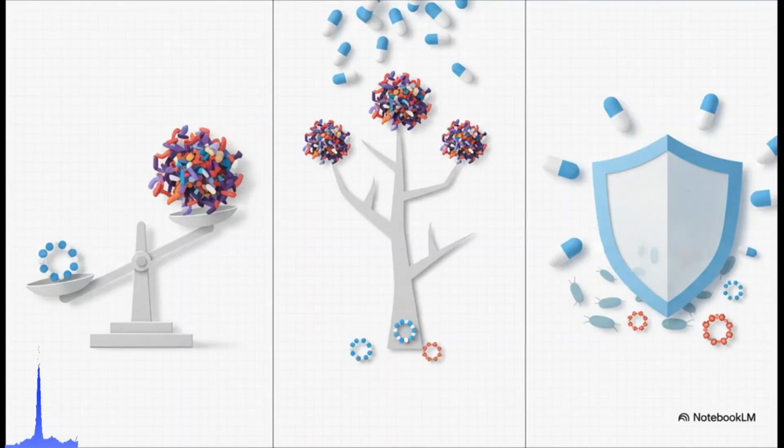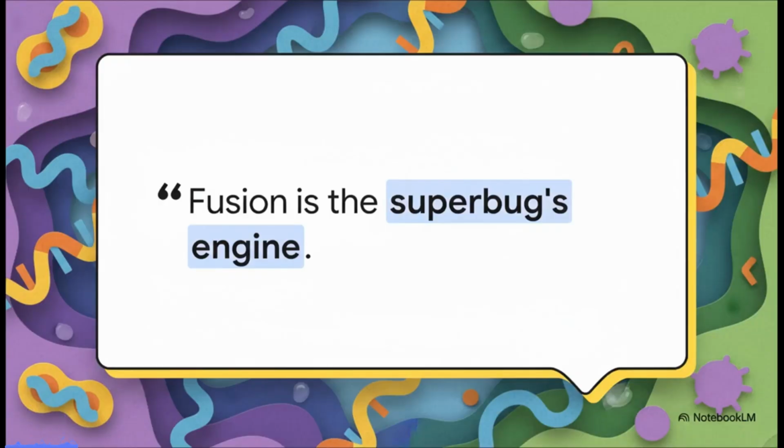So, based on all of this, here are three practical points to take away from this research. If you want a simple way to remember this and share it with your team, just think of this phrase: fusion is the superbug's engine. It really captures the core dynamic that's driving the spread of this complex resistance.